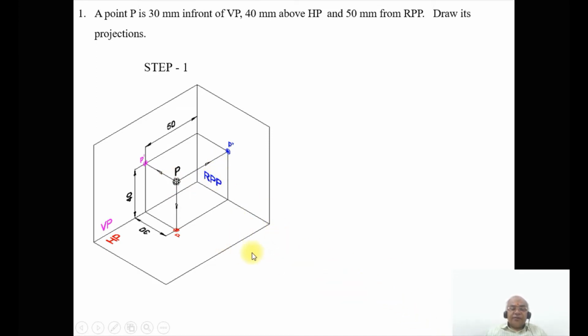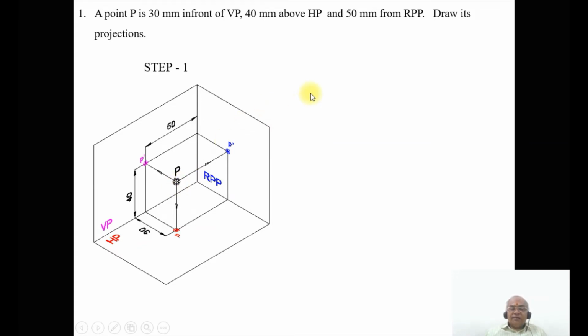When you look from the front view, the object, here is the point, is between the vertical plane and the observer. And when you look from the top view, the object is between the plane and the observer. So these two conditions have to be satisfied. When you look from the left side view, again the object is between the plane and the observer. But when you look from the right side view, the plane is between the object and the observer.